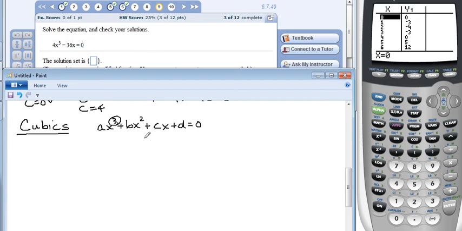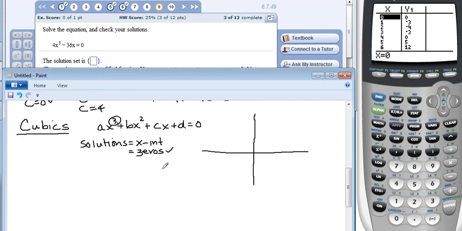So the highest power on the variable drives the number of solutions. And again, my solutions are my x-intercepts. So my solutions to this equation are my x-intercepts, which are my zeros. We use this in college algebra. We call them the zeros. They always talk about finding the zeros of the function. So really what you're doing is looking for the intercepts or the solutions.